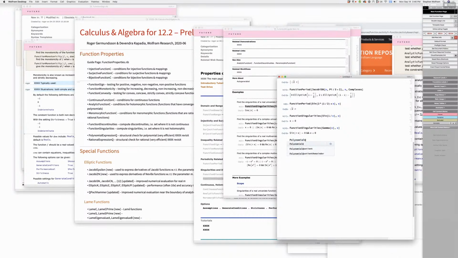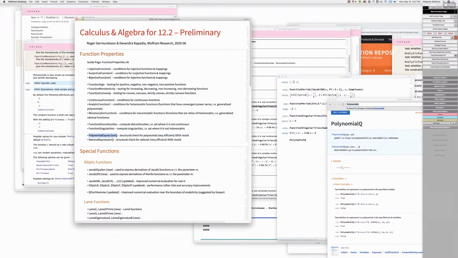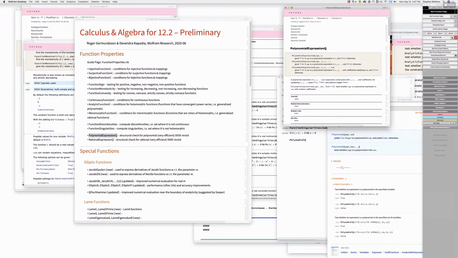What? I'm looking at polynomial Q. I'm on to the next item. Oh my God, what is this? What is polynomial expression Q?